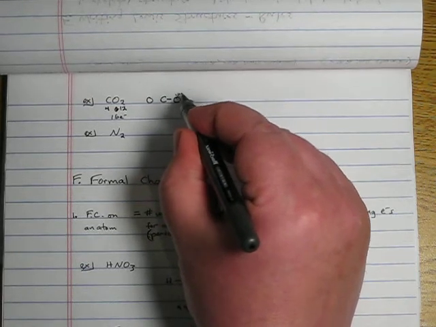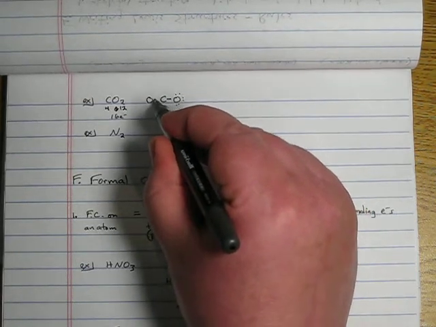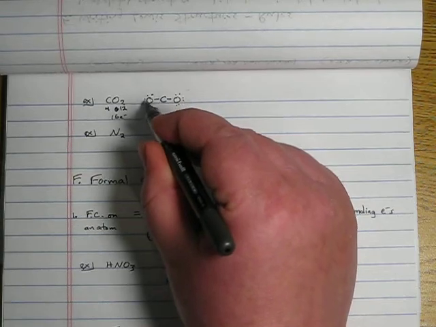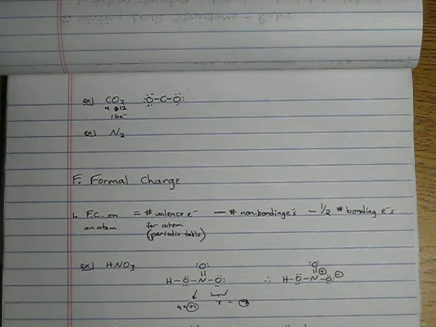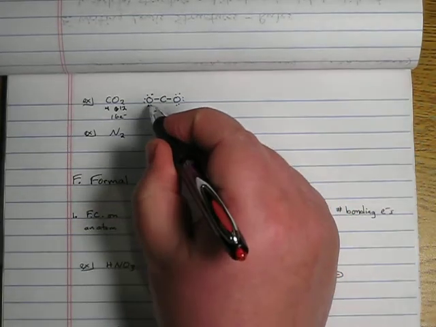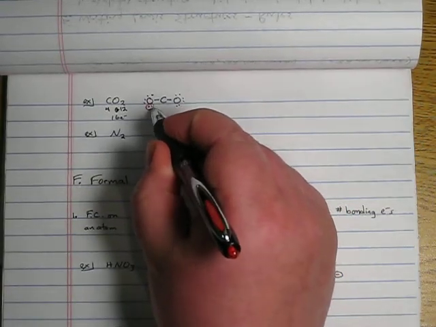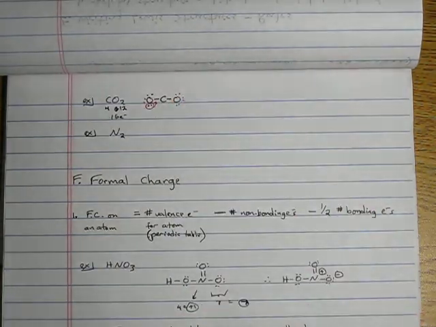1, 2, 3, 4, 5, 6, 7, 8, 9, 10, 11, 12, 13, 14, 15, 16. Note I've completed my octets on my terminal oxygens, and I've put in all 16 electrons, but does carbon have its octet? No, it does not. So, what do we do when the central atom carbon does not have its octet? First thing, let's take 2 electrons from this oxygen and move them up there.